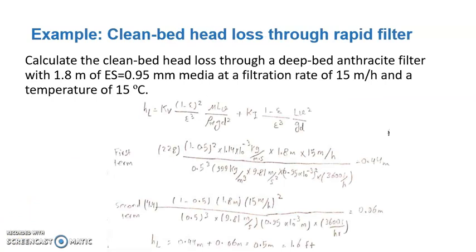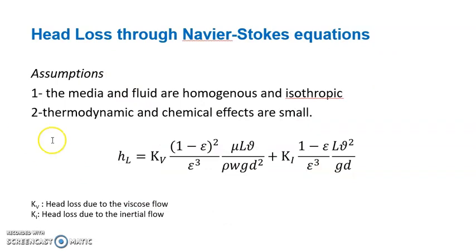So in this example, we want to calculate the head loss for an anthracite filter. The depth is 1.8 meter. We have the size of grain, which is 0.95 millimeter in diameter, we have the filtration rate and temperature. So we can use this equation to calculate the head loss.